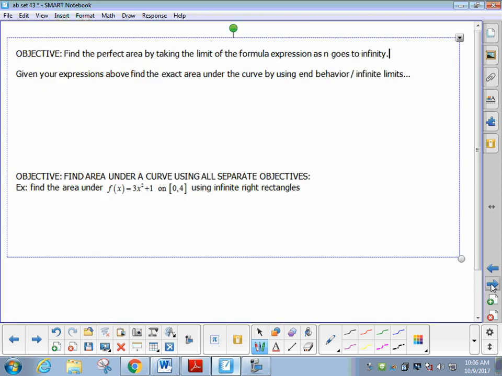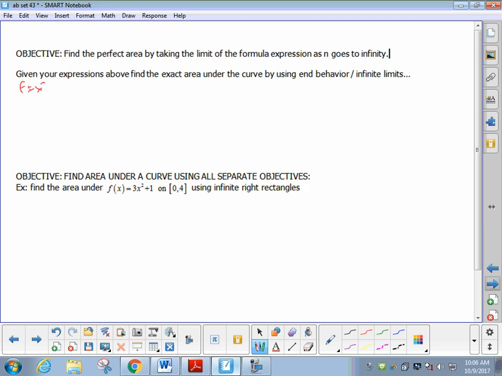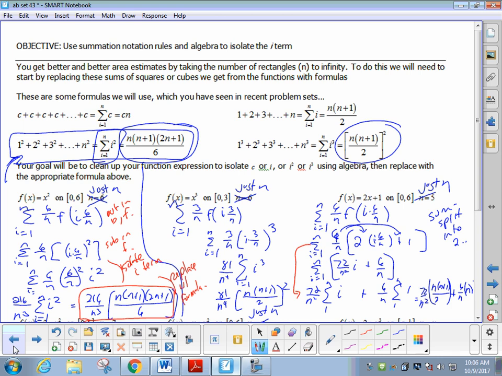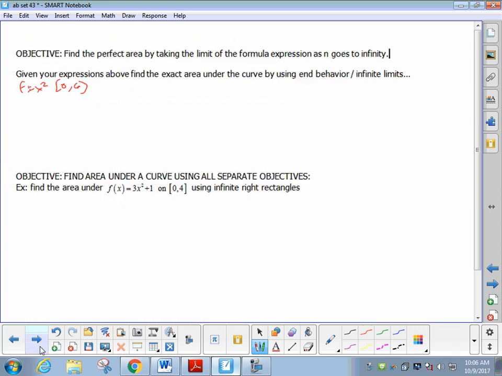Okay? So if on that x squared on 0 to 6, I wanted the perfect area, I could take the expression I found for the area, which was 216 over n cubed times n plus 1 times 2n plus 1 all over 6. That gives me the area of any number of rectangles. And I could take the limit on it as n goes to infinity, or let the number of rectangles grow without bounds, so that I get a perfect area.